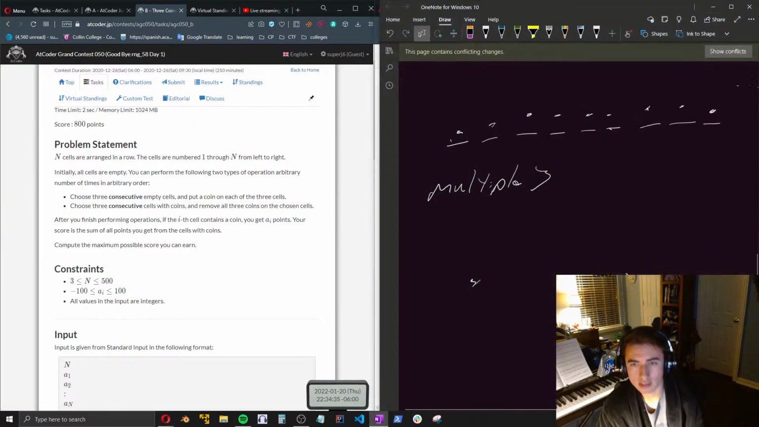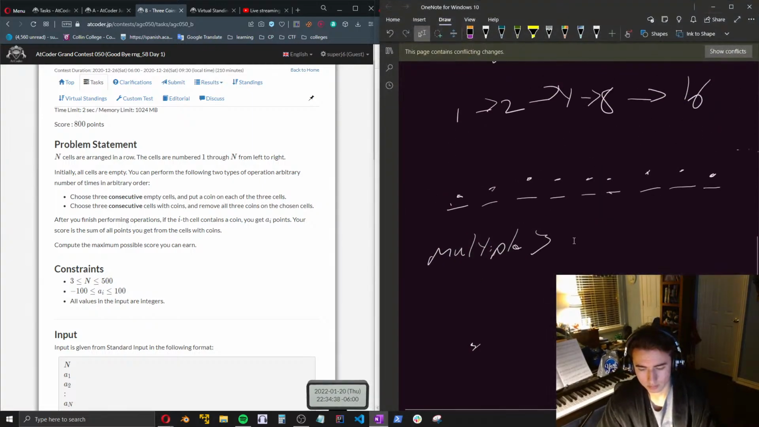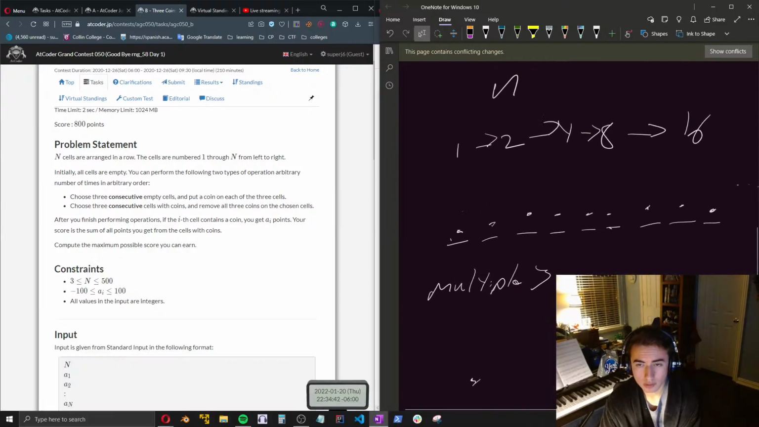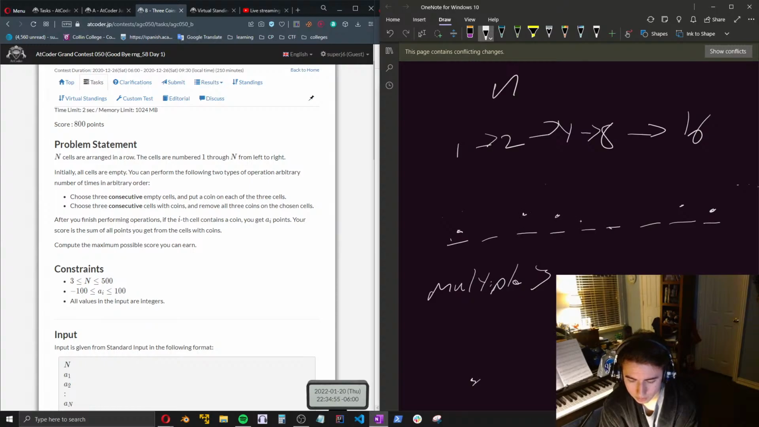Okay, look at this. So, consider this case. All of them full. Now, we remove 6 from here. Now, we can add 3 here. What can you see about this? These 3 in the middle here.